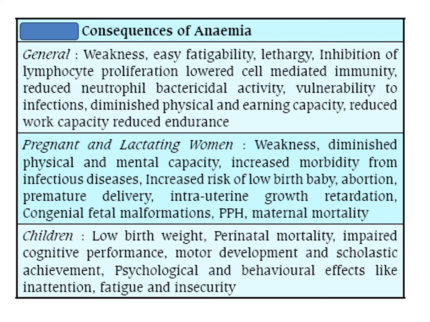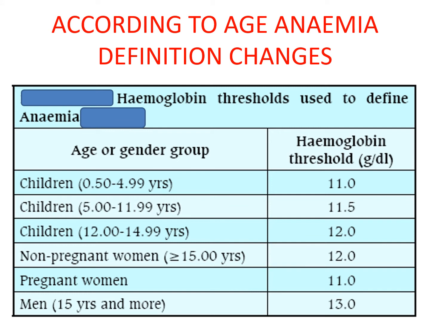In children: low birth weight, perinatal mortality, impaired cognitive performance, motor development and scholastic achievement, and psychological and behavioral effects like inattention, fatigue, and insecurity. According to age, the anemia definition changes. As you see, here is the age group and here is the hemoglobin threshold. Please print and use it in examination of your patients.